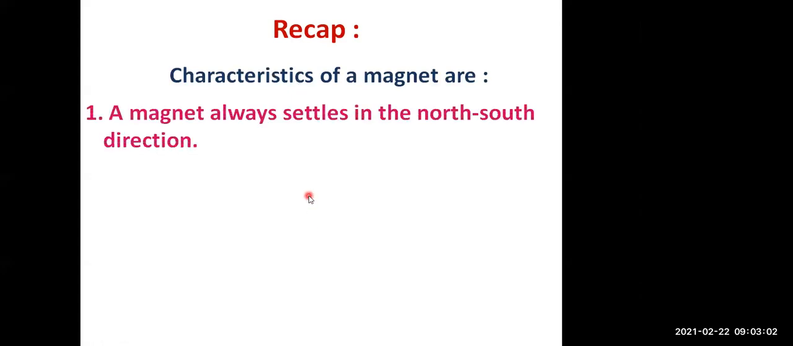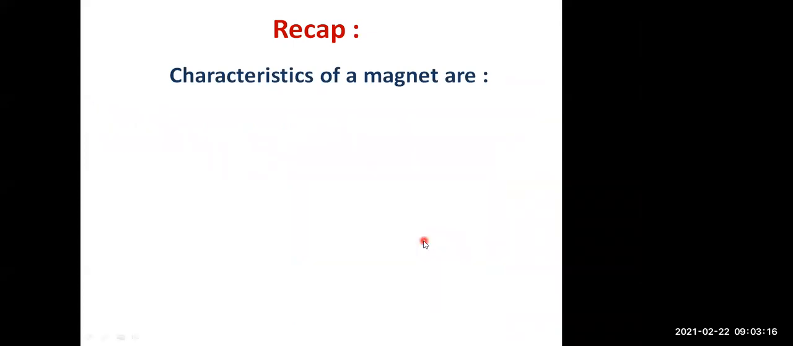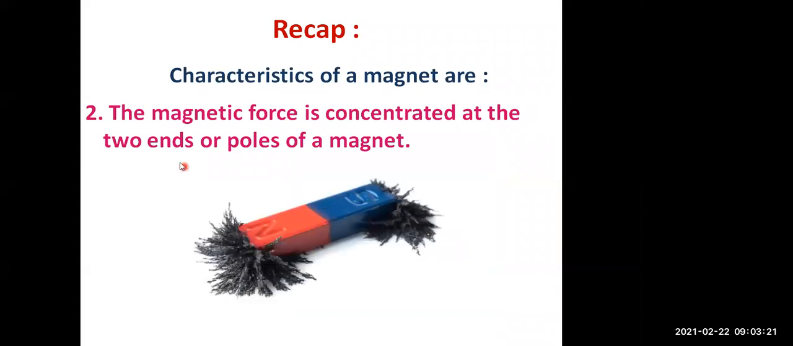Starting with the first characteristic, we have learned that the magnet always settles in the north-south direction. The second characteristic is the magnetic force. The magnetic force is always concentrated at the two ends or the poles of the magnet. As we all know, the magnet has two poles, a north pole and a south pole.